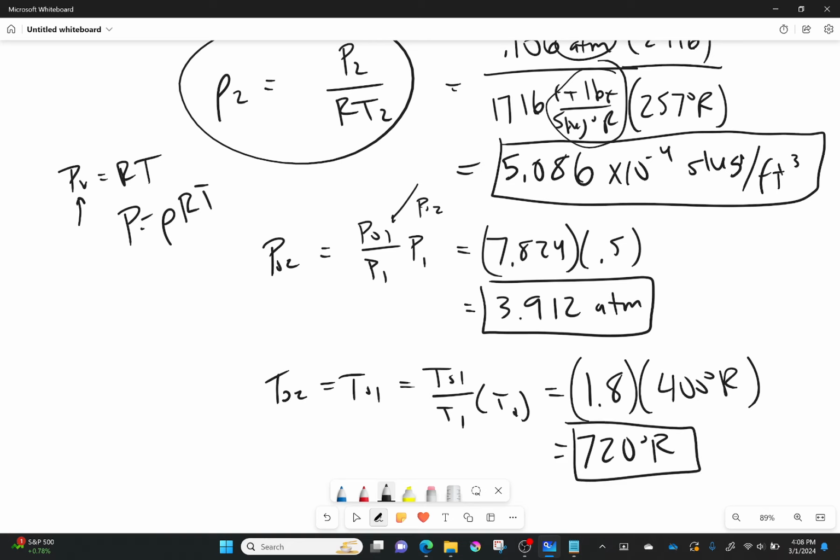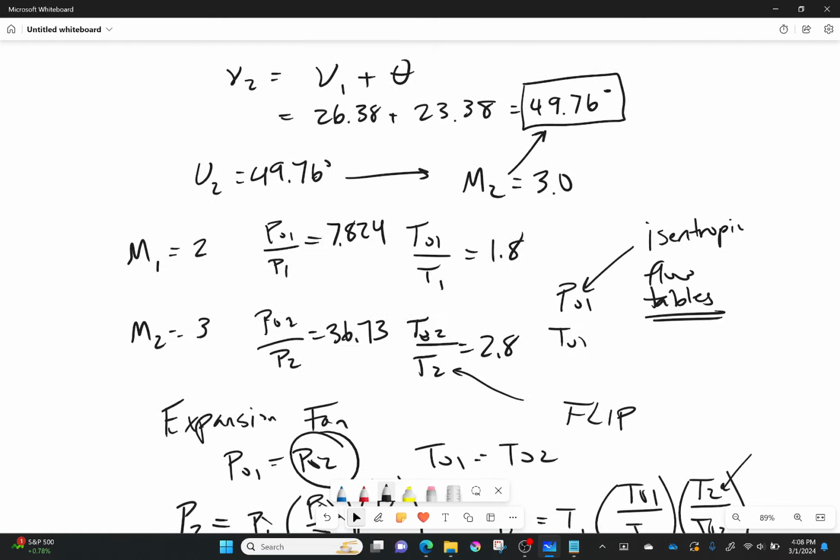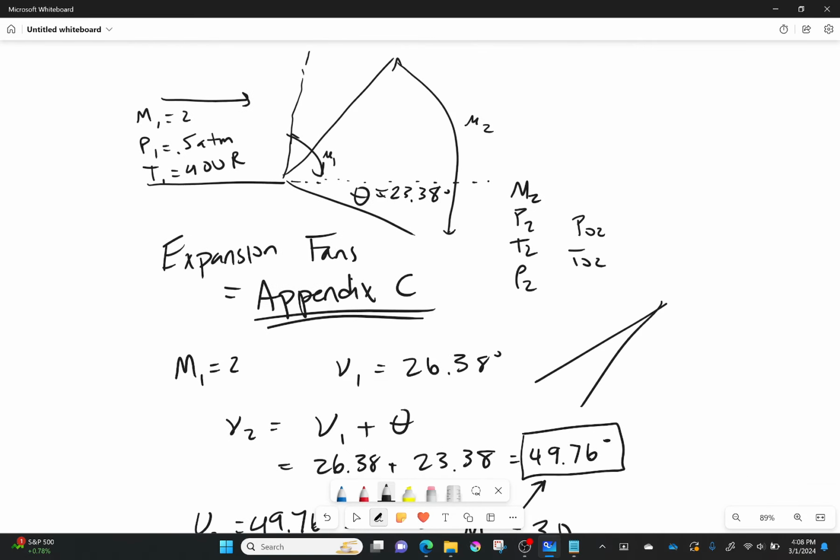Okay, with that, we have calculated the total temperature, pressure, density, pressure, temperature, and Mach number after this expansion fan. Woo, we did a whole lot here, people. Went to appendices quite a bit. Hopefully this helps you. The hardest part is probably when you're at the Prandtl-Meyer functions. Everything else is pretty similar to what we've done with oblique shocks.